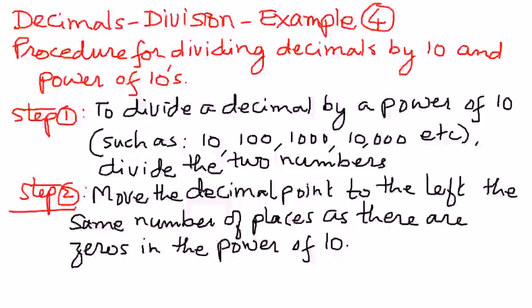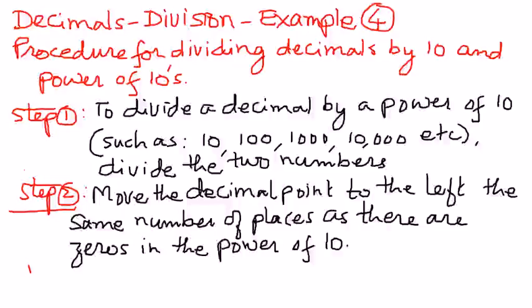So let us write down a simple procedure for ourselves, and we'll use this procedure to then divide the numbers with tens or powers of 10. To divide a decimal by a power of 10, such as 10 or 100, which is 10 to the power of 2, 1000, which is the same as 10 to the power of 3, 10,000, which is the same as 10 to the power of 4, etc. Step 1: divide the two numbers first. Step 2: move the decimal point to the left the same number of places as there are zeros in the power of 10.